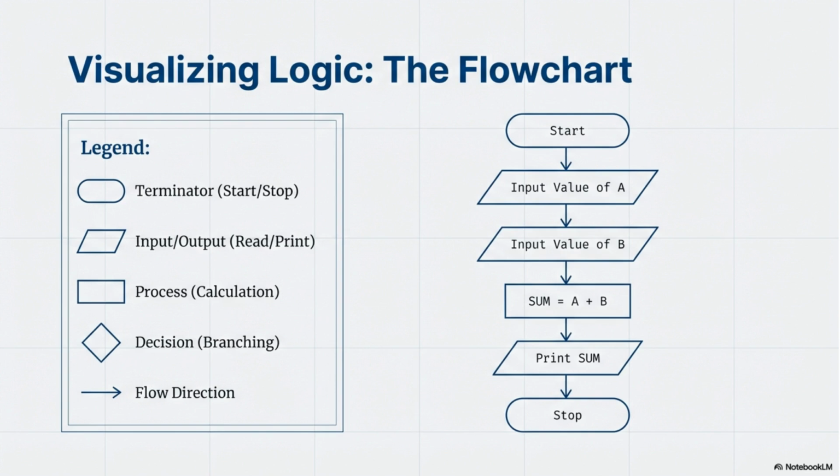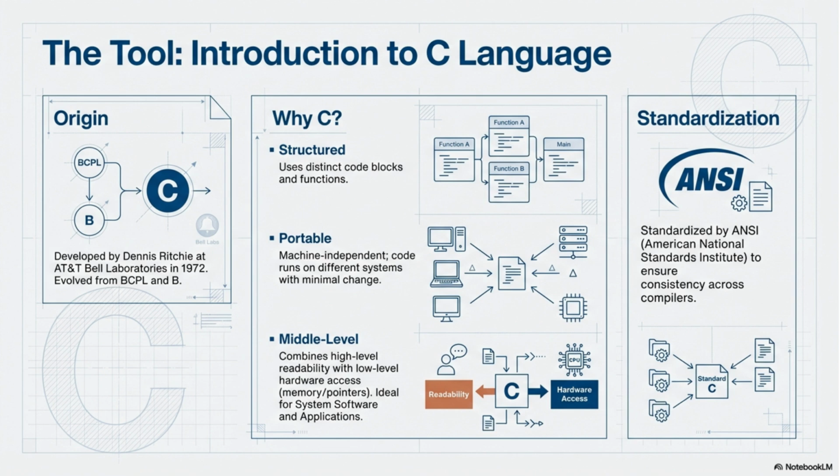for decisions or branching. C language was developed by Dennis Ritchie at AT&T Bell Laboratories in 1972. It is structured, portable across different systems, and middle-level, offering high-level readability with low-level hardware access. It is standardized by ANSI to ensure consistency.